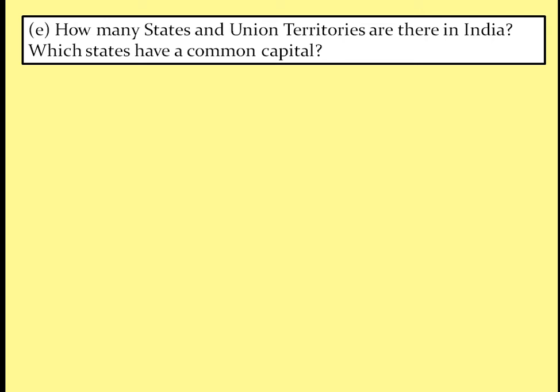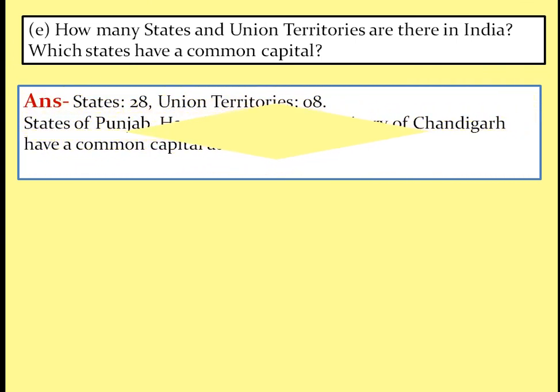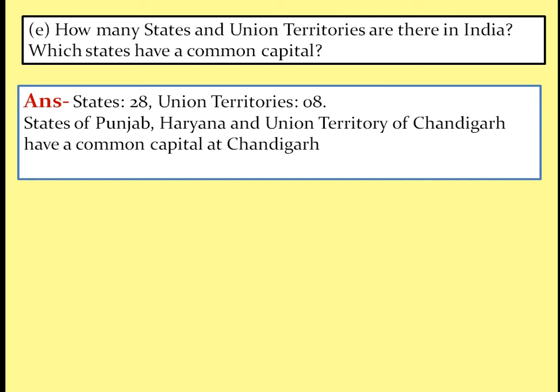Next, how many states and union territories are there in India? Which state has a common capital? Let's check out the answer. So we have 28 states and 9 union territories. The states of Punjab and Haryana have the union territory Chandigarh, which is their common capital.